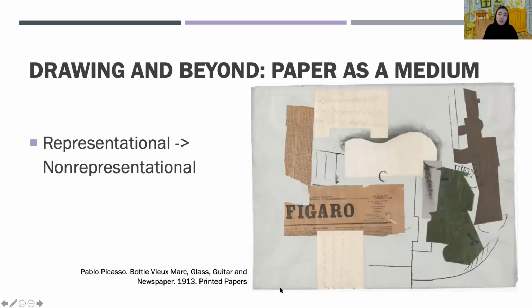So now let's see how artists use industrial paper as an artistic medium beyond traditional drawing. In 1912, this new visual reality found its way into art in a revolutionary way. Many artists changed their style from representational to non-representational.